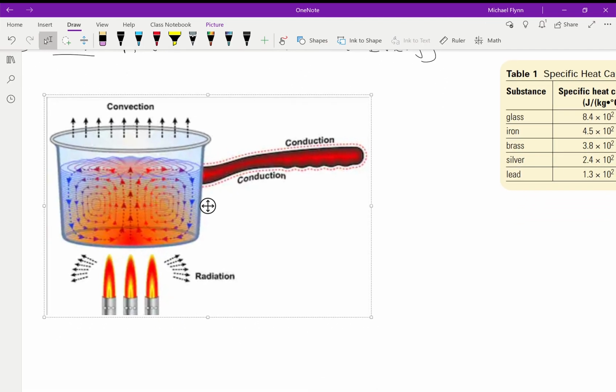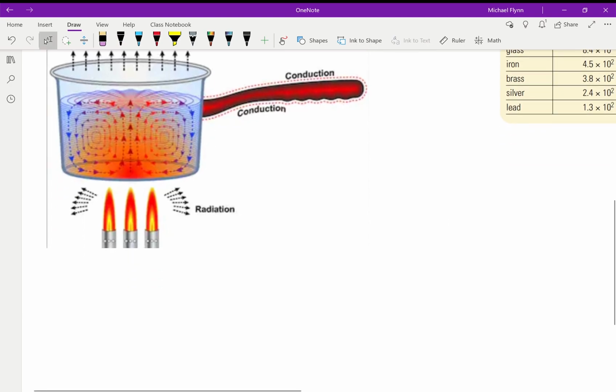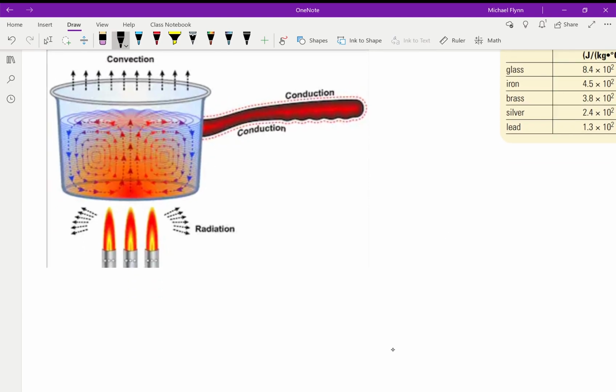So you can see here the pot handle gets hot. If you've ever held a metal pot before, we have an iron skillet, and the handle's made of iron, and so you pick it up, if it's been on that heater long enough, that handle gets incredibly hot, and you have to be very careful how you handle it. Okay, so let me explain conduction.